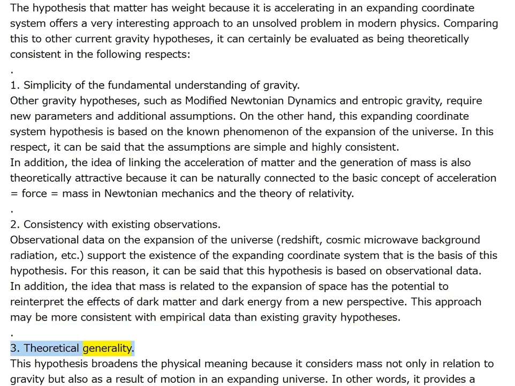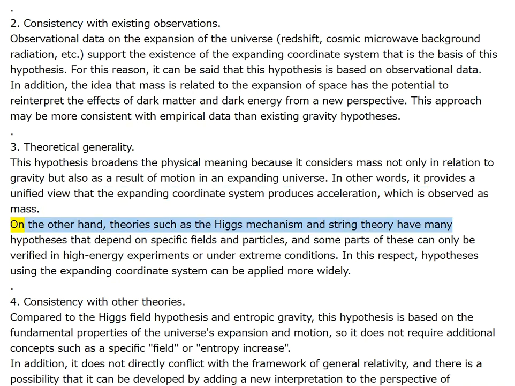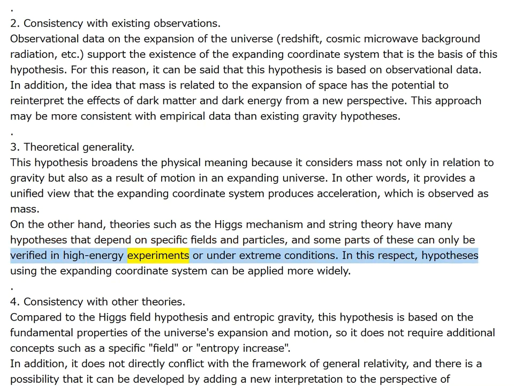3. Theoretical generality. This hypothesis broadens the physical meaning because it considers mass not only in relation to gravity but also as a result of motion in an expanding universe. In other words, it provides a unified view that the expanding coordinate system produces acceleration, which is observed as mass. On the other hand, theories such as the Higgs mechanism and string theory have many hypotheses that depend on specific fields and particles, and some parts of these can only be verified in high-energy experiments or under extreme conditions. In this respect, hypotheses using the expanding coordinate system can be applied more widely.